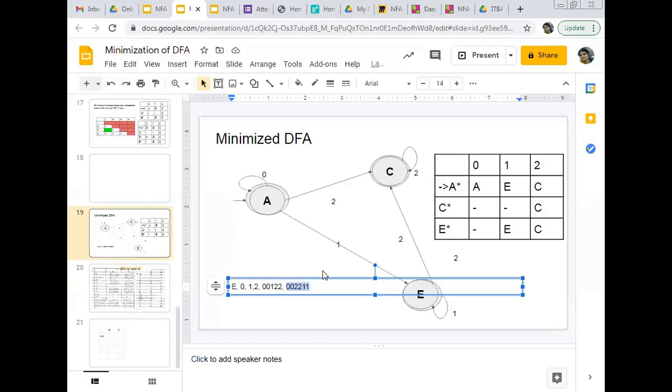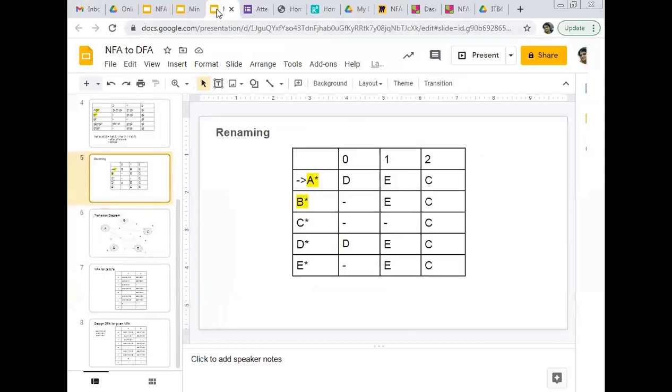Is this clear? Students, this is how to verify the final answer after we get the minimized DFA. Is this clear, students? Any doubt in this? Any doubt? Okay, if you have no doubt, then I want you people to solve this. You have already done only three.